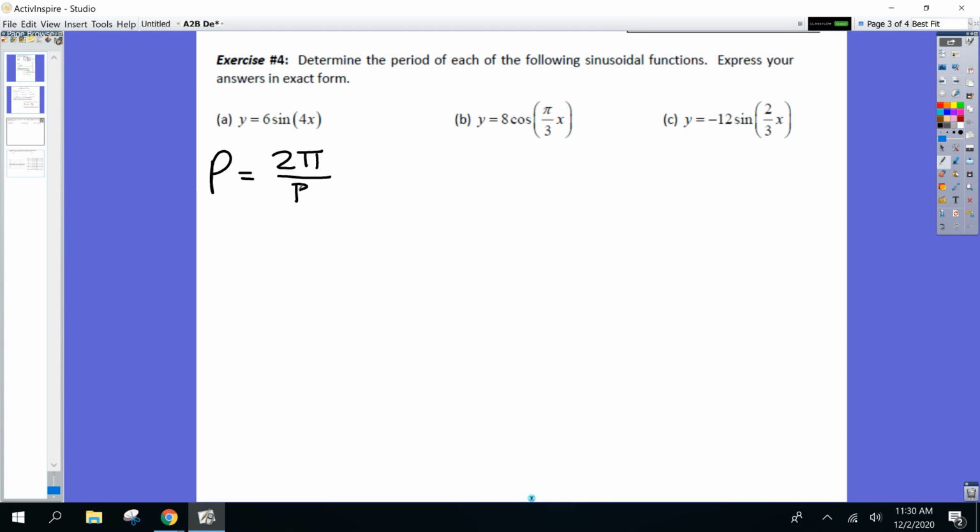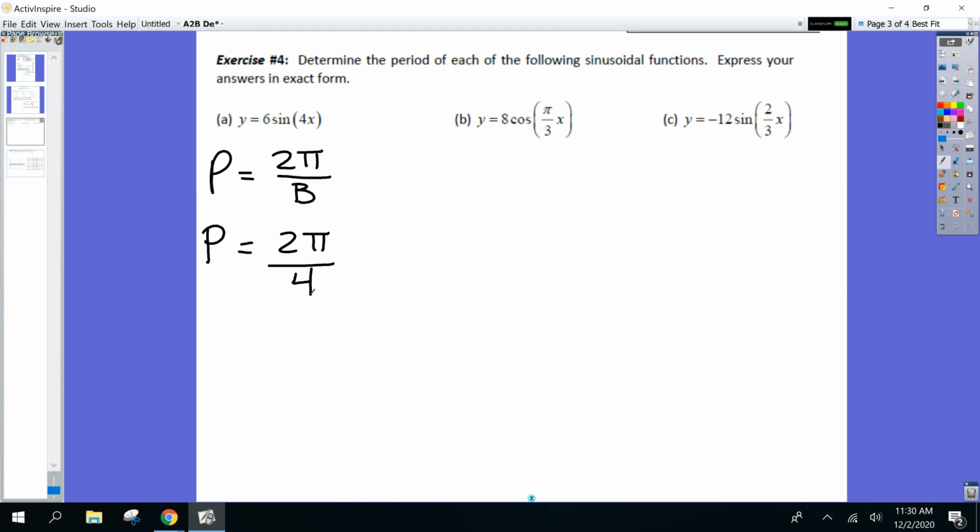Okay, here we go. So it's going to be 2 pi divided by what number now is in place of b? Because I got 2 up there. I got the 6 and the 4. Which one's your b value? It's the 4. Yes, the 6 is the a, the amplitude. 4 is my b value.